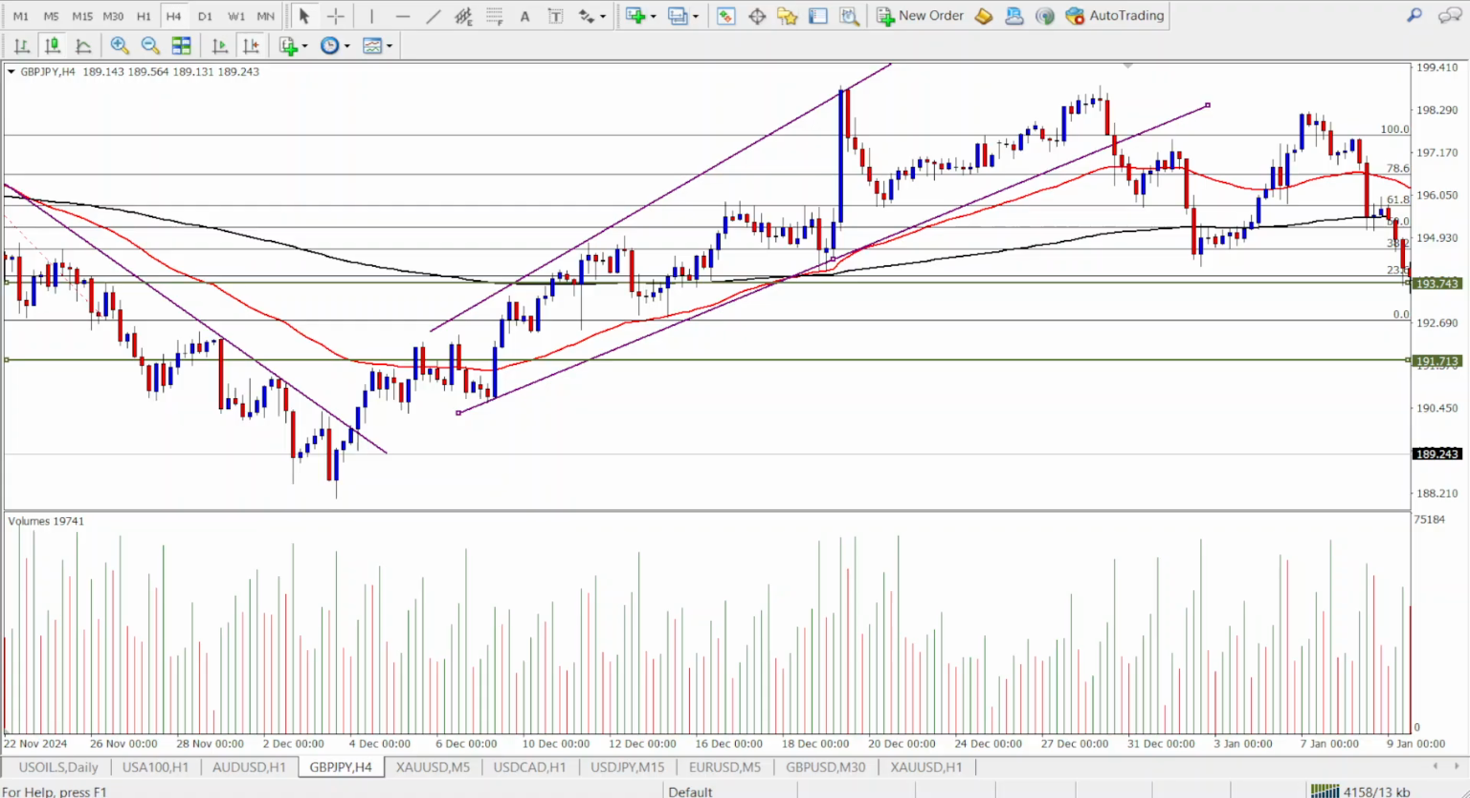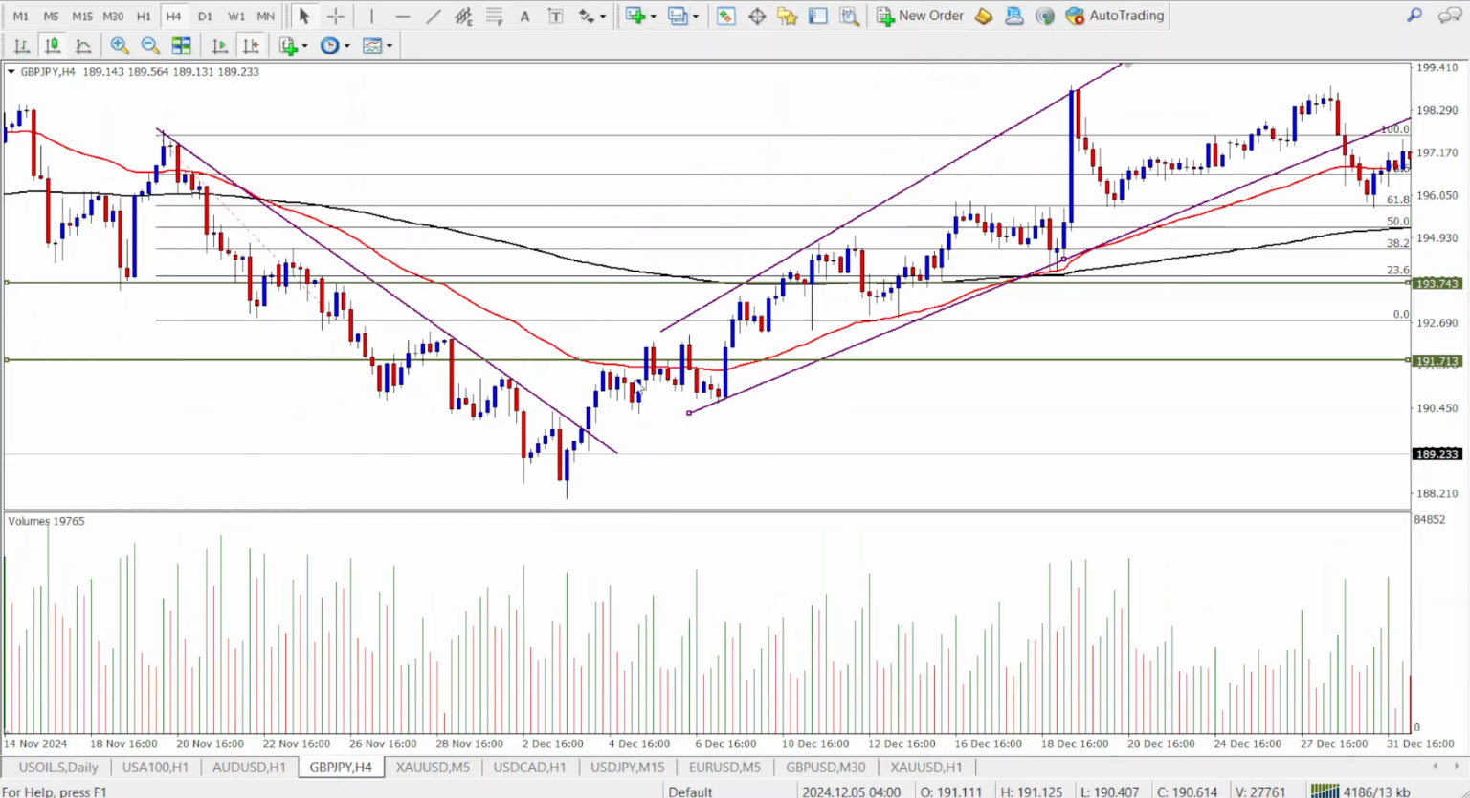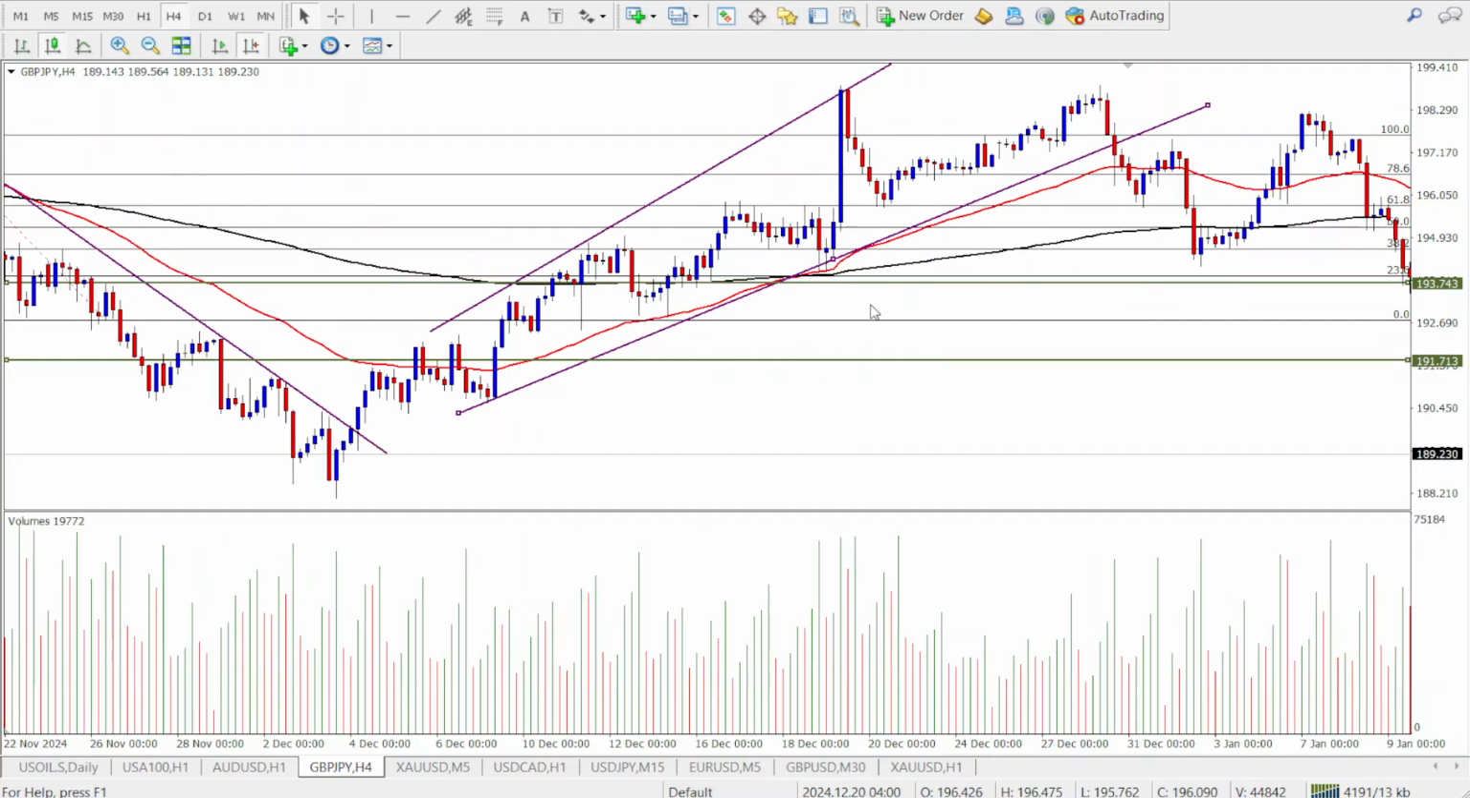Okay, so even with the right strategy, traders often make mistakes. So here are some common errors to avoid when trading pullbacks. The first is entering too early. Let price reach a key level before jumping in. Secondly, ignoring confirmation. Always wait for price action signals before placing a trade.